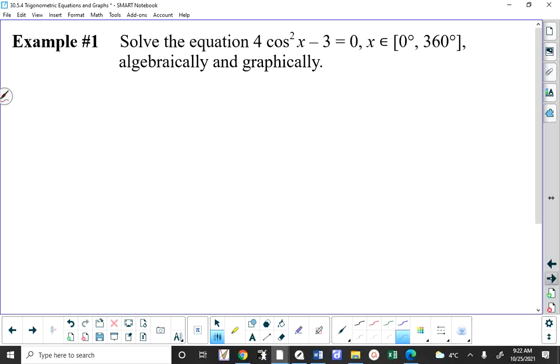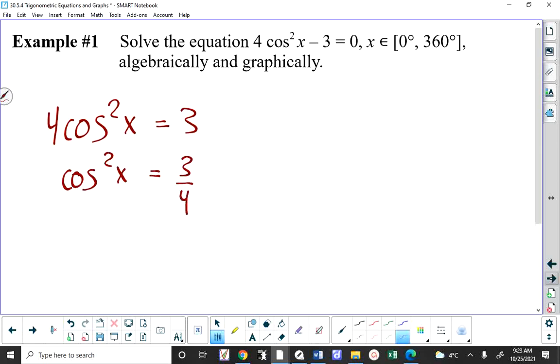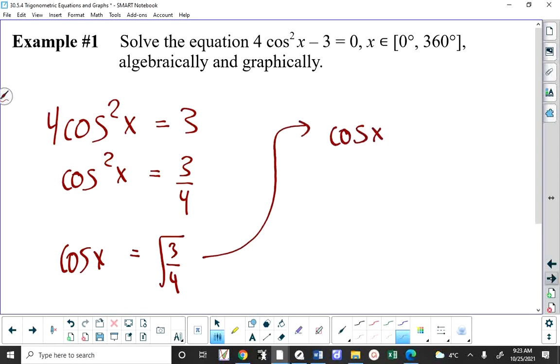They said to themselves, I'm going to work on it algebraically first, and so are you. They said, well, if I add 3 to both sides, I get 4 cos squared x equals 3. If I divide both sides by 4, I get cos squared of x equals 3 over 4. And then I take the square root, so I get cosine of x is equal to the square root of 3 over 4, which becomes cosine of x equals root 3 over 2.